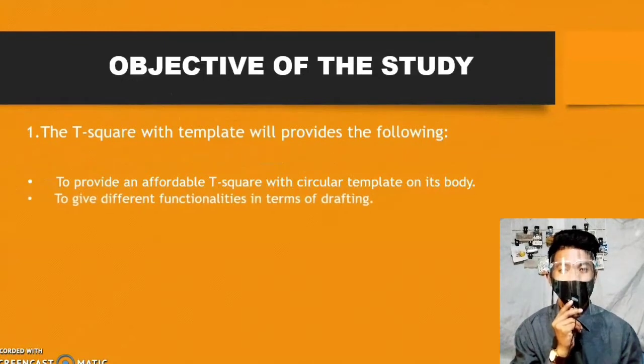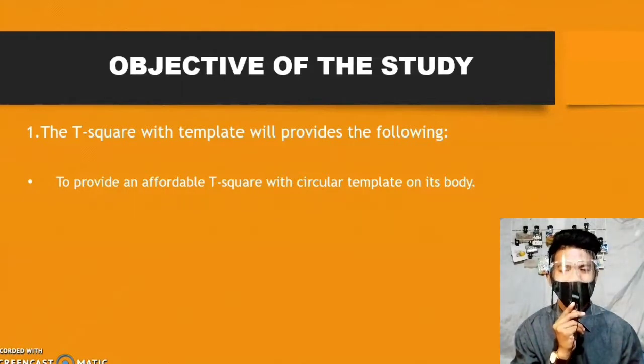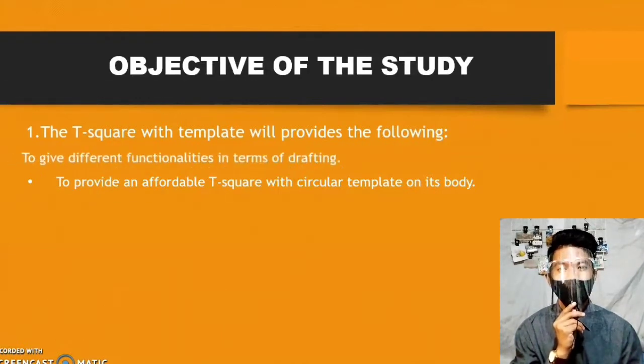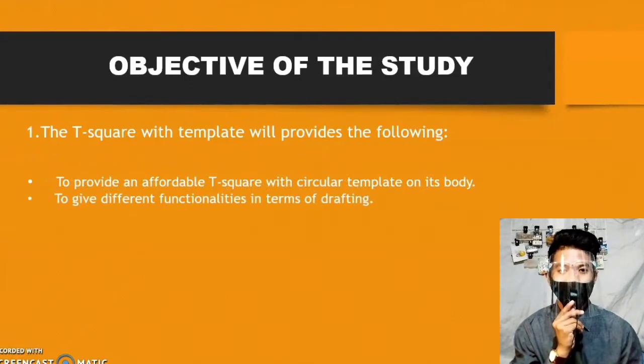We, the researchers, gathered information that drafting tools or T-squares are expensive in price, which can be seen in our related literature. B. To give different functionalities in terms of drafting. As I explained earlier in our background of the study, the T-square is said to be able to draw a straight line horizontally and vertically through the straight edge of the drafting table, and we add to it the function of the circle template that gives a perfect circular shape.